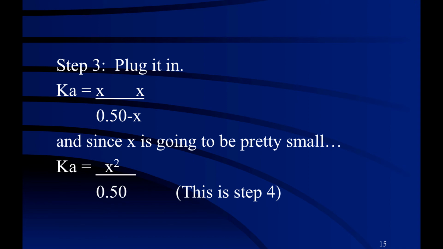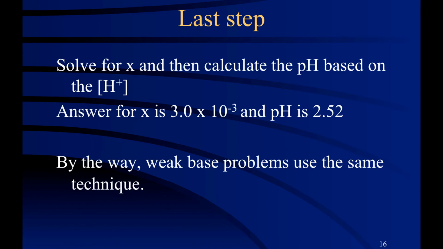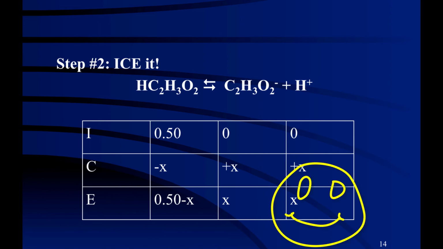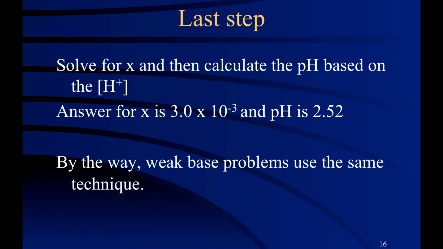And since no one likes to solve using the quadratic formula, we are going to neglect the X, or say it pretty much doesn't matter. Ka is equal to X squared over 0.5. All I have to do is plug in the numbers. So when I plug in my numbers, I can solve for X, and X in my ICE table is my hydrogen ion concentration. Since I know my hydrogen ion concentration is 3 times 10 to the negative third, I'll take the negative log of that, and I'll get a pH of 2.52.